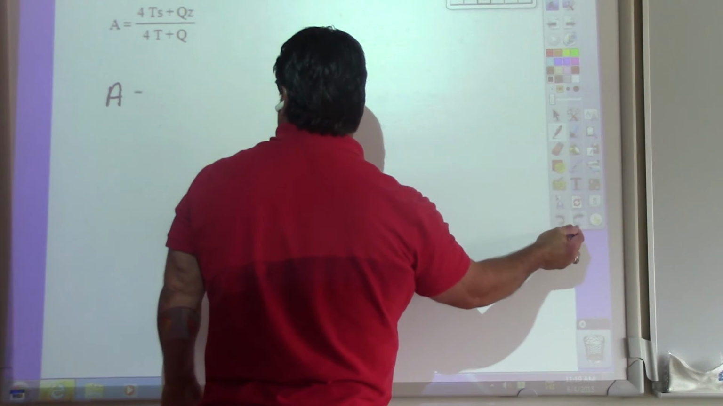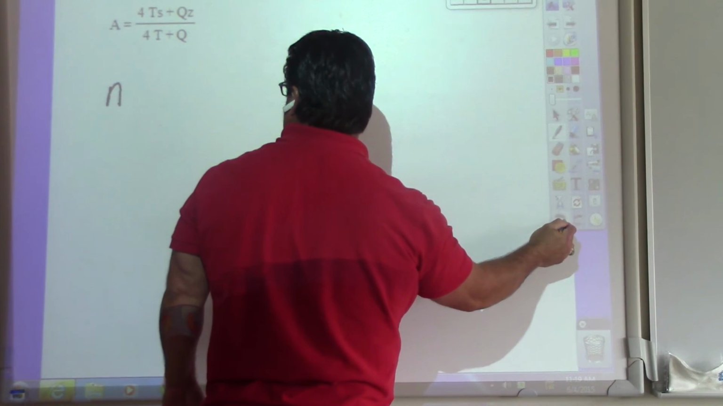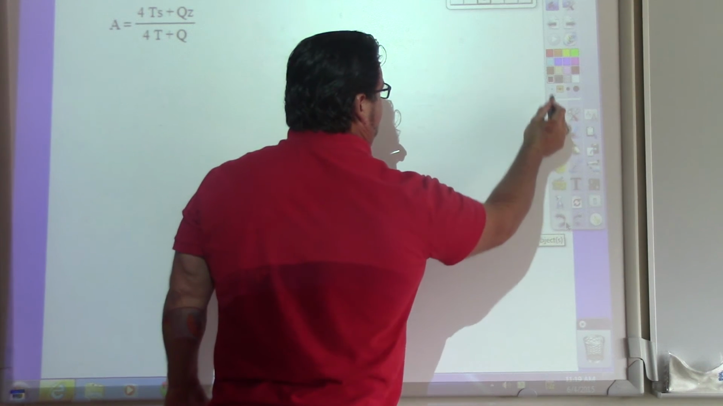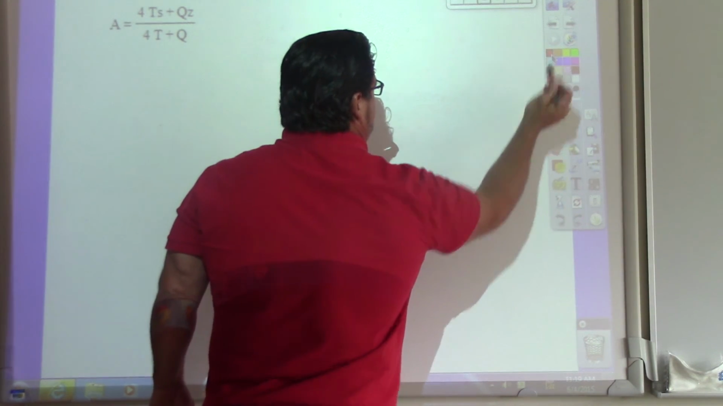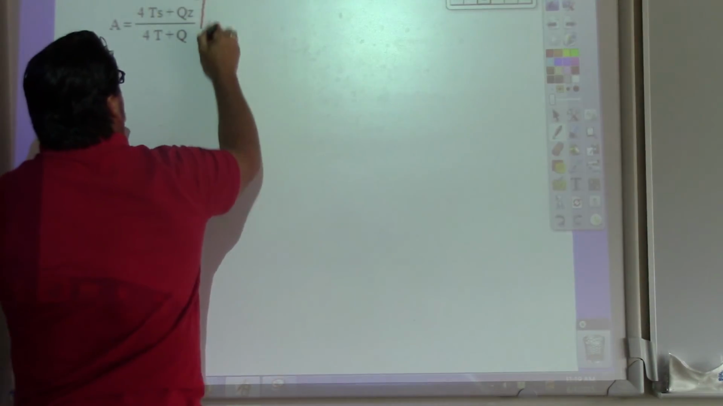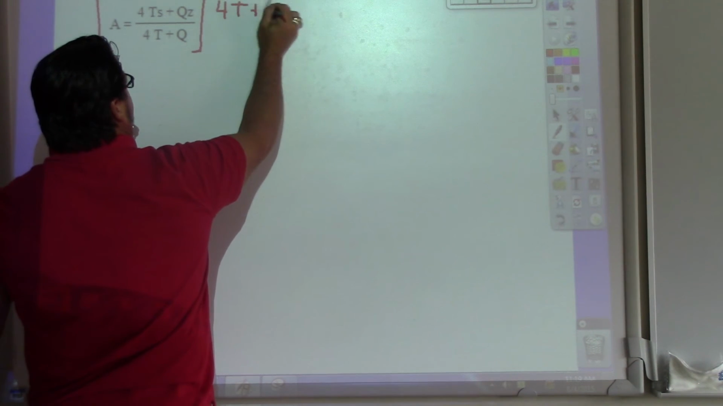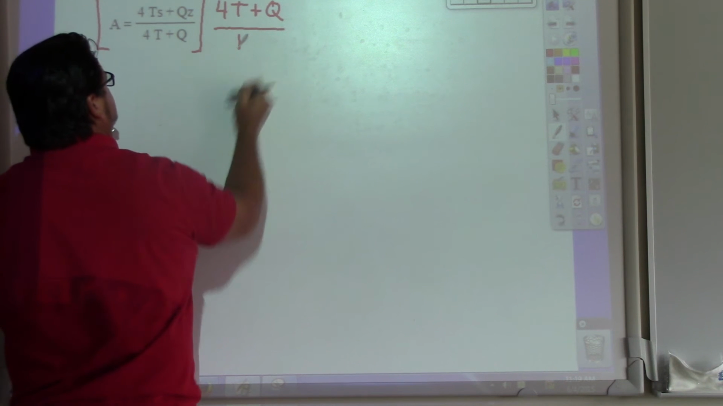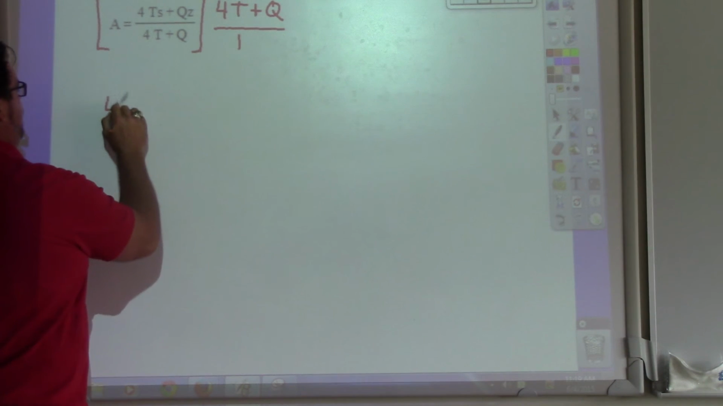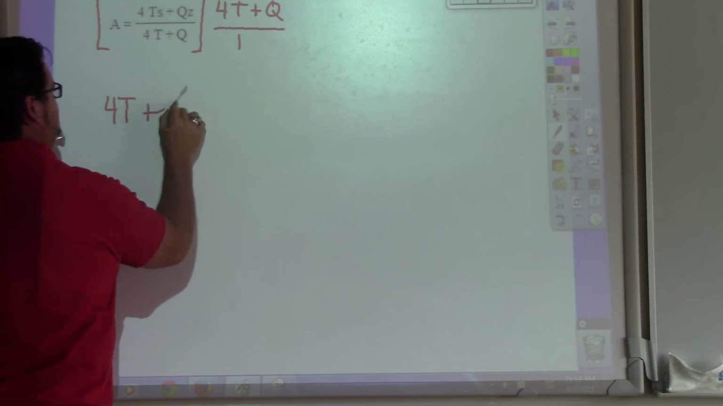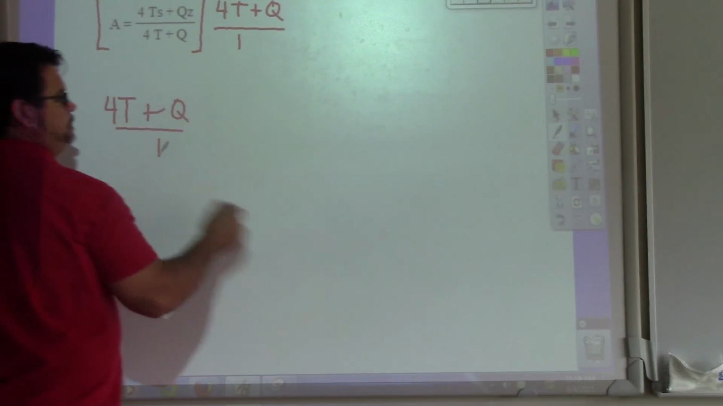I was going to go ahead and print all these things. Gotta remember, some of y'all need to baby step. Multiply through by 4 big T plus Q over 1. 4T plus Q over 1.